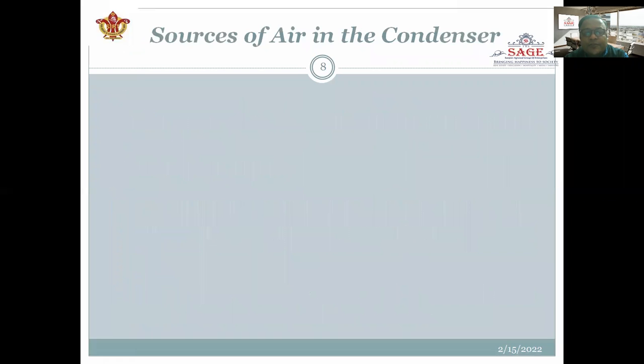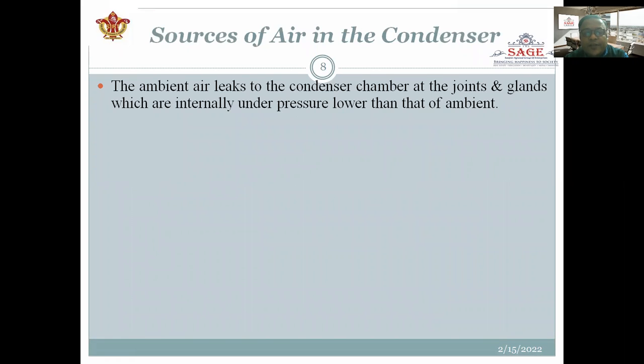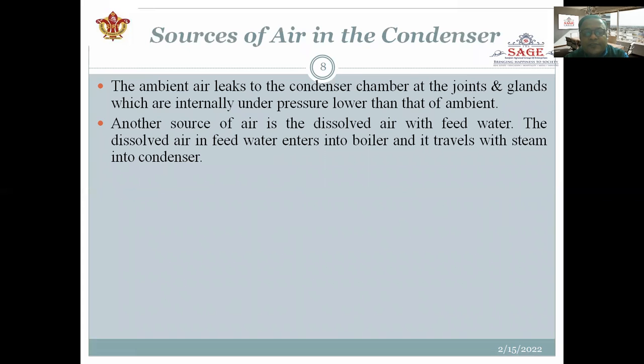What are the sources of air in the condenser? The ambient air leaks into the condenser chamber at the joints and the glands, which are internally under pressure lower than that of the ambient. Another source of air is the dissolved air with the feed water. The dissolved air in the feed water enters the boiler and travels with the steam into the condenser unit.